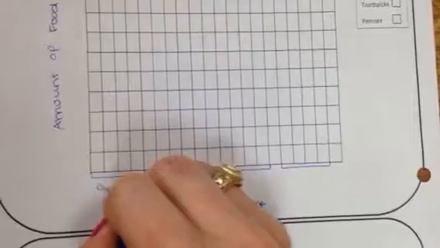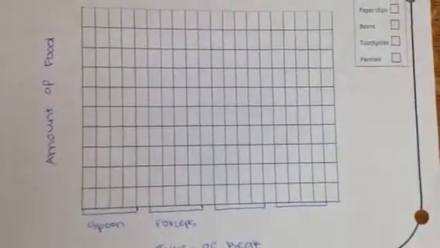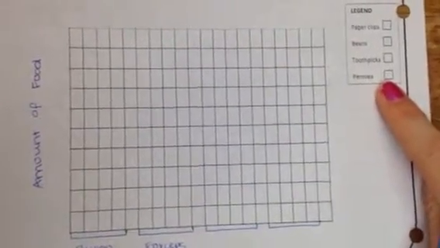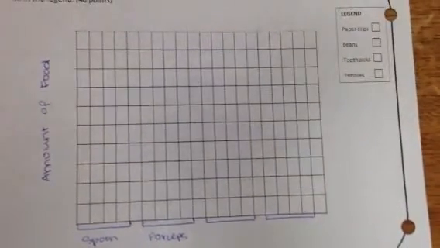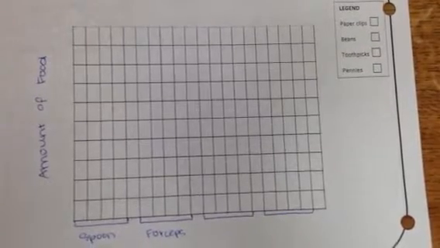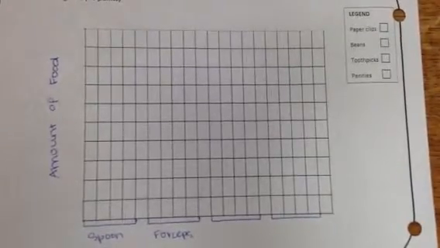So maybe these are the bars for my spoon. Maybe those are the bars for my forceps. Okay, you also see a legend up here. That means you need to pick a color for every food type, and that color is going to be the same throughout your whole bar graph. So if I chose pink for paper clips, then every bar I do for paper clips will be pink. If I choose blue for beans, then every bar I do for beans is going to be blue.